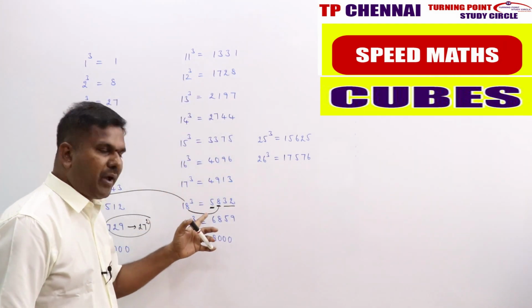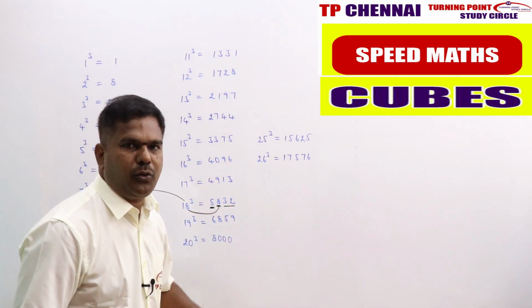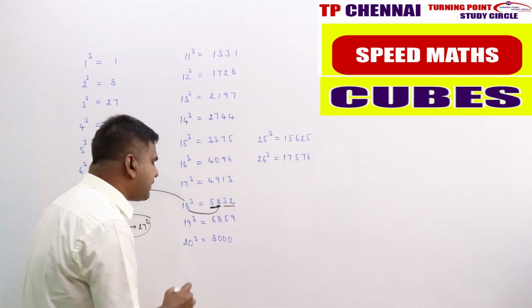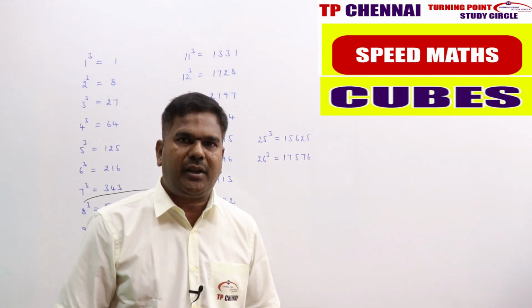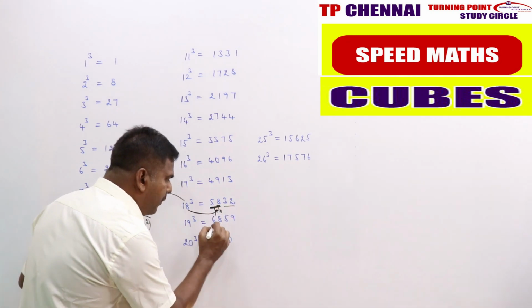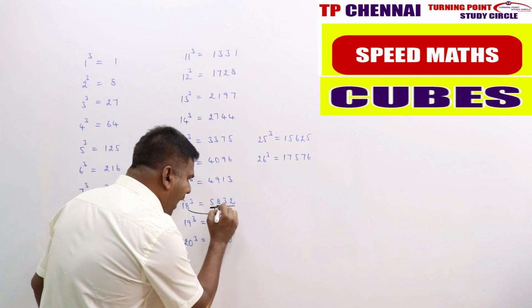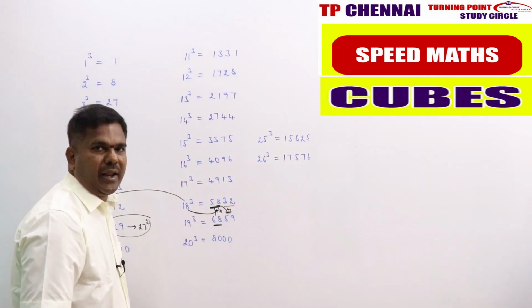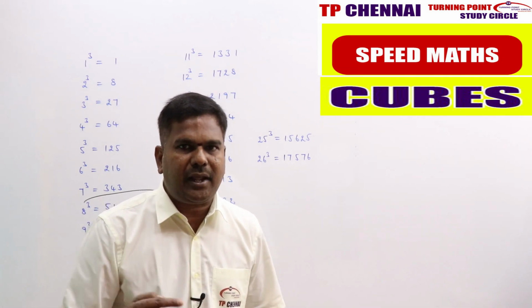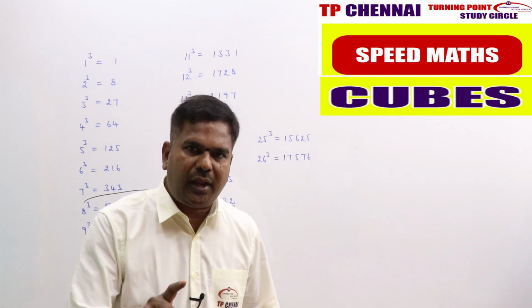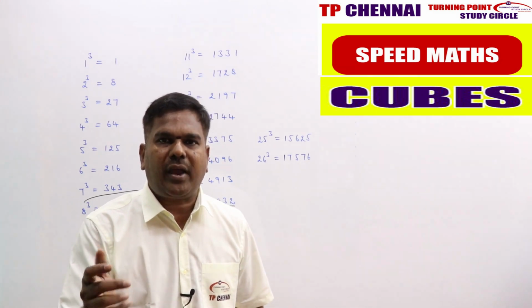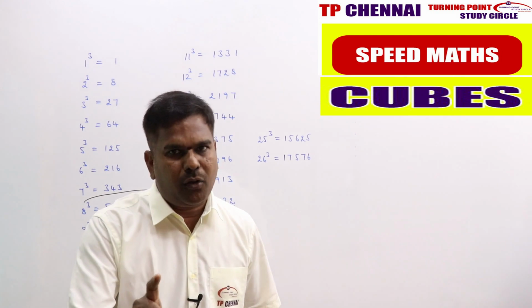So 18 cube starts with a 5. For 8, 8 fours are 32, 5832. Now coming to 19 cube, just remember the first 2 digits of 18 cube. What is the first 2 digits of 18 cube? 58. For 58, add 10. How much if you add 10? It will be 68, right? For the next 2 digits, add 1 to 58. How much will it be? 59. So 6859 is the answer. 19 cube is 6859. Hope it is clear.